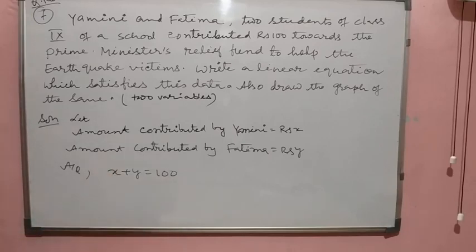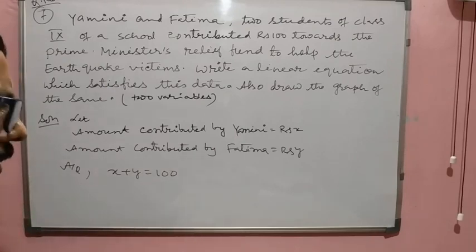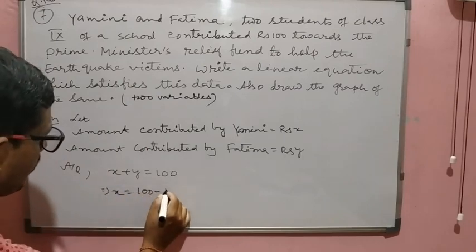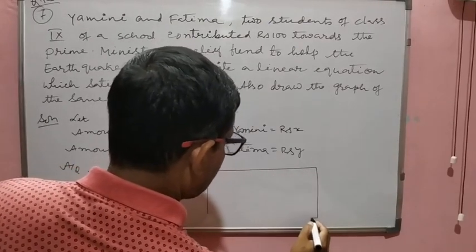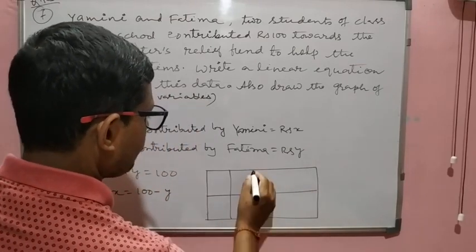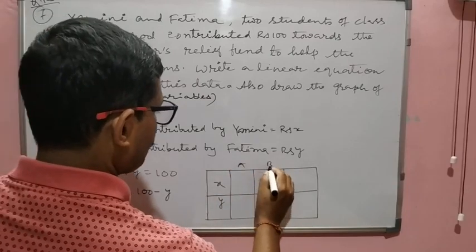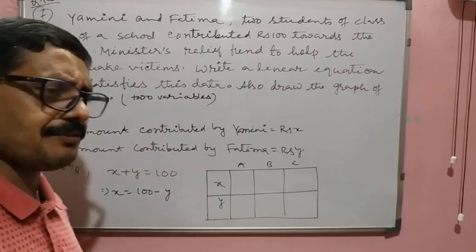Now we have to draw its graph. For the graph, we know that we have to find three pairs of solutions. So here we can write this as x equals 100 minus y. Now let us find three pairs of solutions, x, y, A, B, C. Here we put the value of y in such a way that it is a multiple of 10, so it will be easier for us.